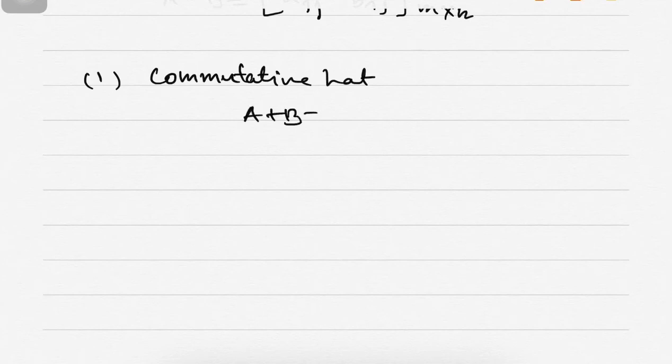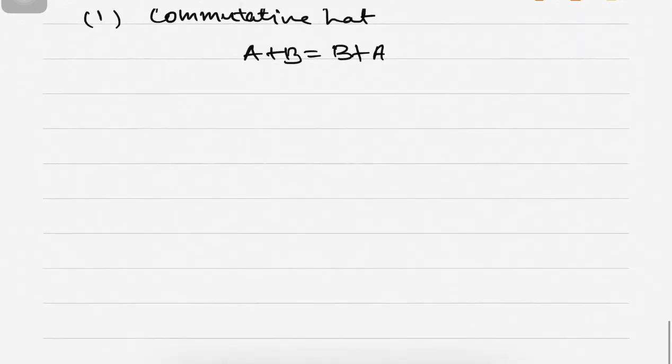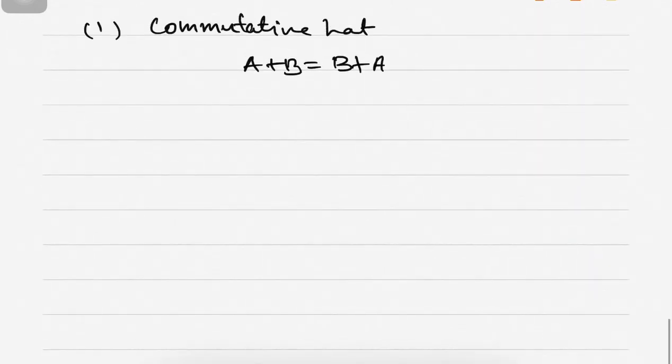First property is commutative property or commutative law. A plus B is equal to B plus A. Matrix addition is commutative. Second, associative law.